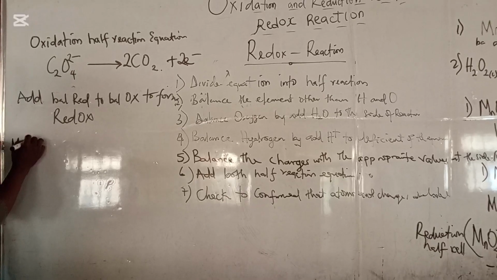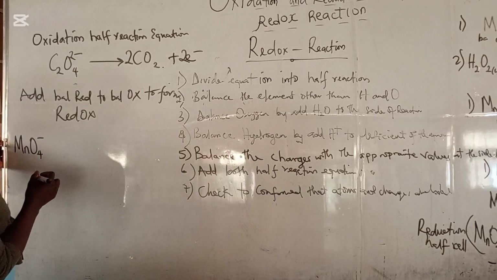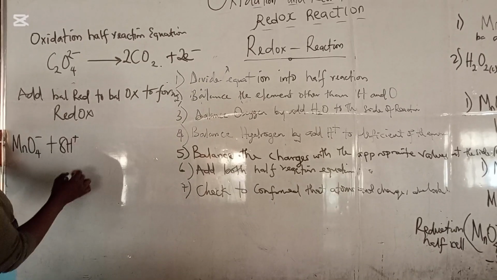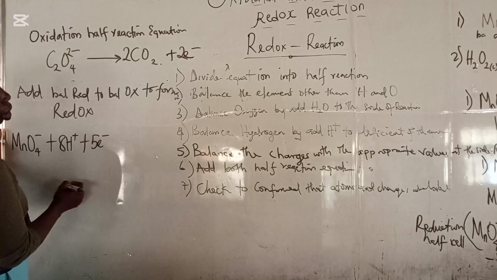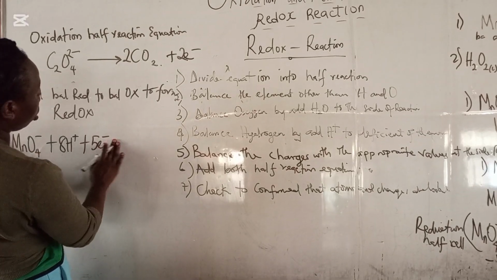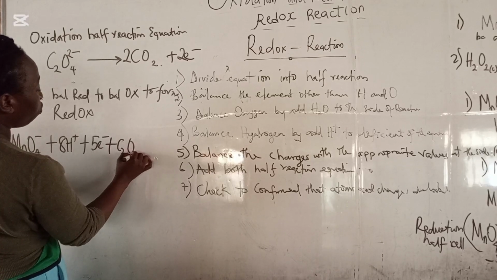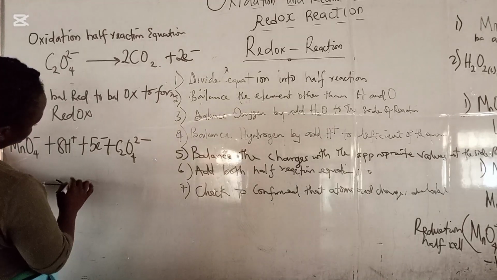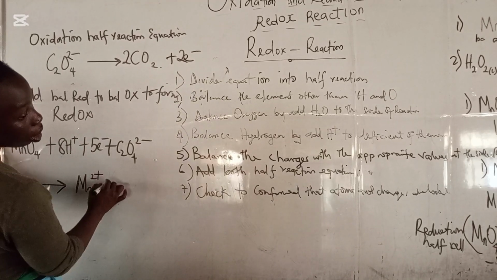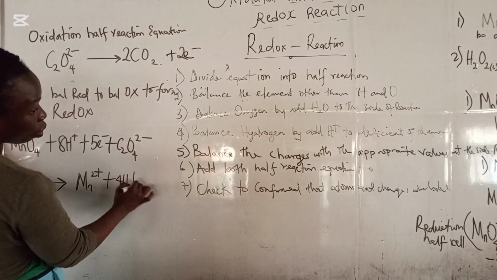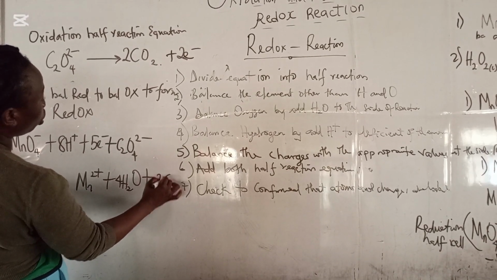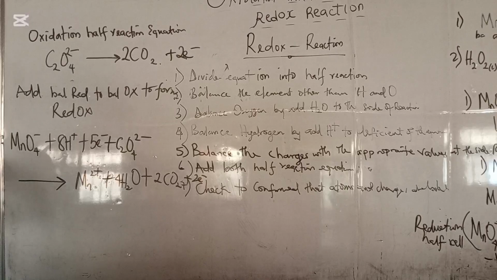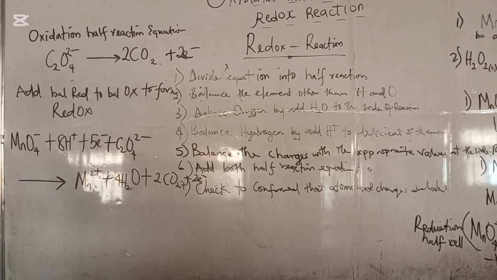So we have MnO4 minus plus H plus plus 5e minus to give us Mn2 plus plus 4H2O, plus C2O4 2 minus to give us 2CO2 plus 2e minus. So when we add, the common terms have to cancel out.